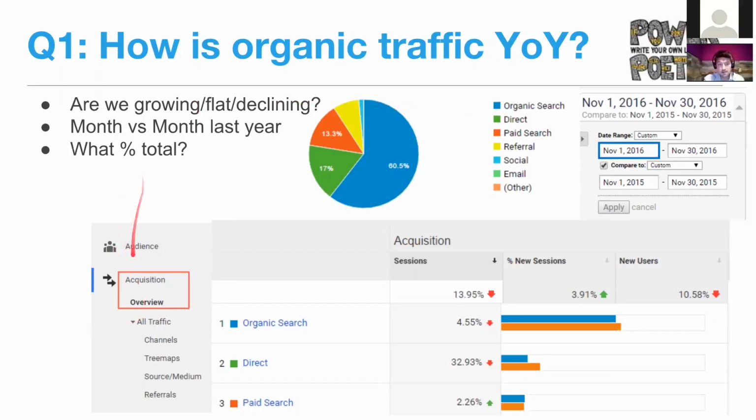In this case, you can see on the left side when we're navigating around, we're going to go to the acquisition side, and this is the overview. We're getting organic, direct, and paid, but I care about the organic. Looking at it, year over year for November, we're actually down 4.5%. So this is a bit of a flag that we're on a downward trend.